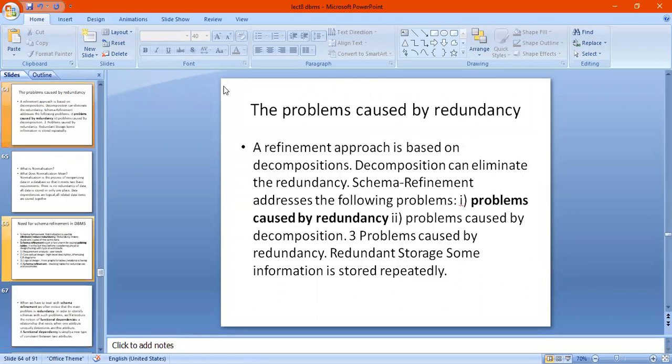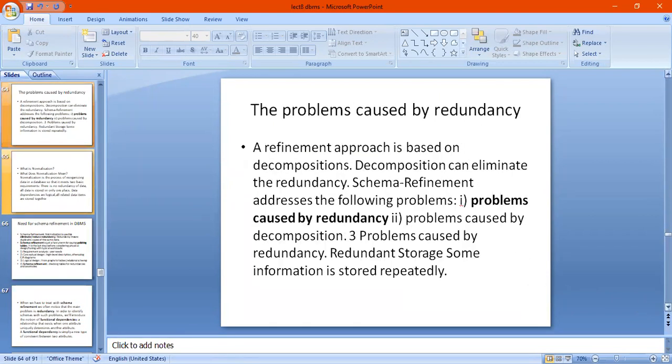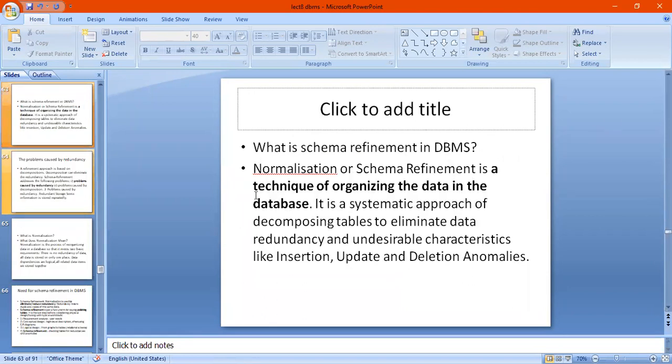The problems caused by redundancy: the refinement approach is based on decomposition. Decomposition can eliminate the redundancy. Schema refinement addresses the following problems: problems caused by redundancy and problems caused by decomposition. Problem caused by redundancy is redundant storage, where some information is stored repeatedly. Normalization and schema refinement are both the same.